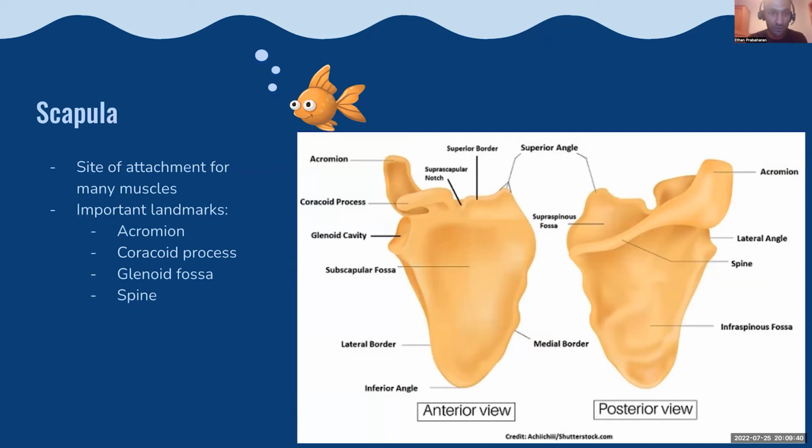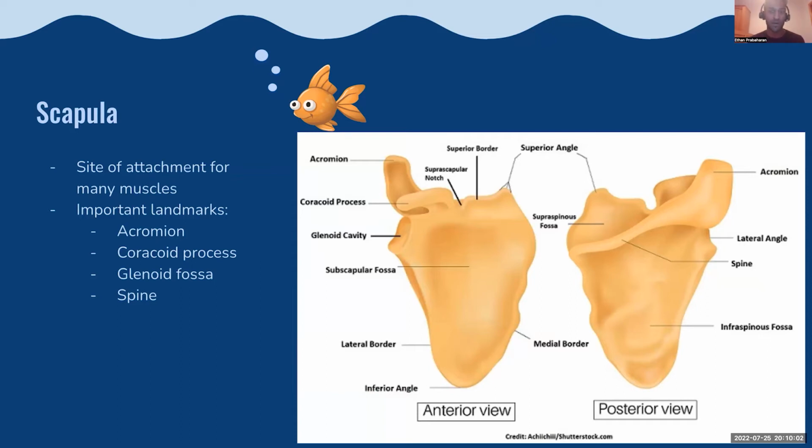Then we have the coracoid process, which again is a little protrusion of bone, which you can actually palpate and feel as well, and that's located anteriorly. You have the glenoid fossa or the glenoid cavity, which is this sort of socket on the lateral side of the scapula that your humerus sits in, and it's an important part of the shoulder joint.